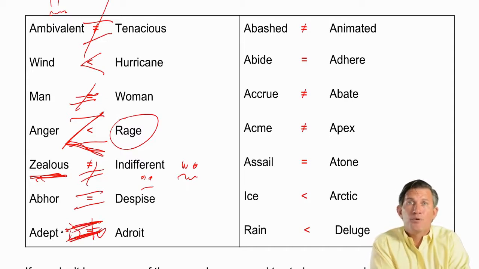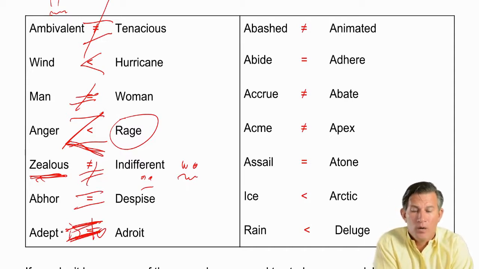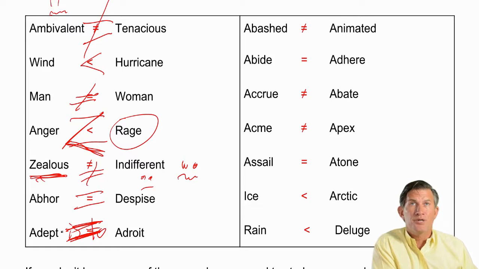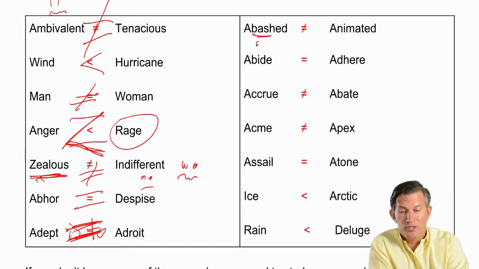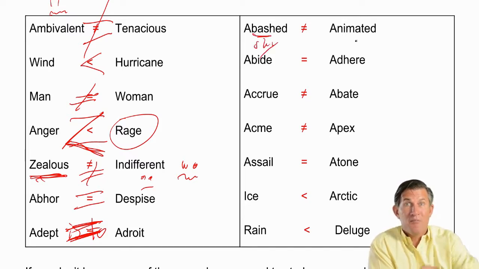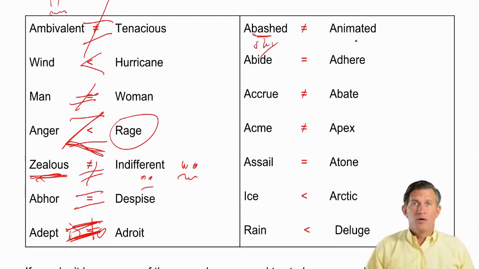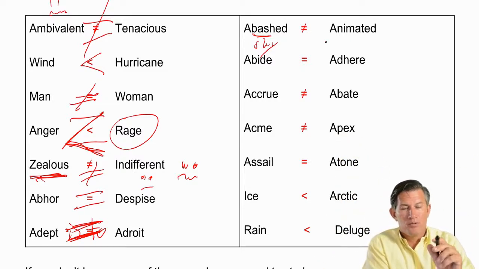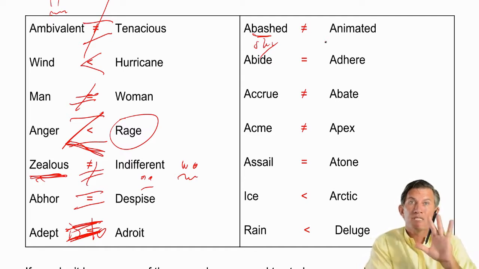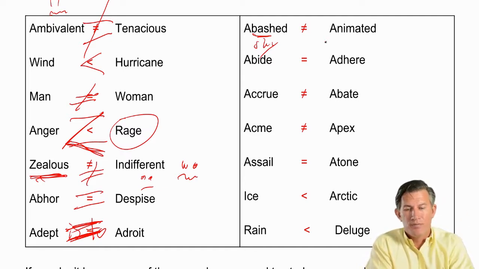I hope you're becoming more skilled at analogies right now. Okay, thank you for paying attention. Abashed means sort of like bashful, shy. Animated means lively. Whoa! Okay. And animated, of course, also the cartoons, they move, and that's why they're not still. They're lively, and they're alive.